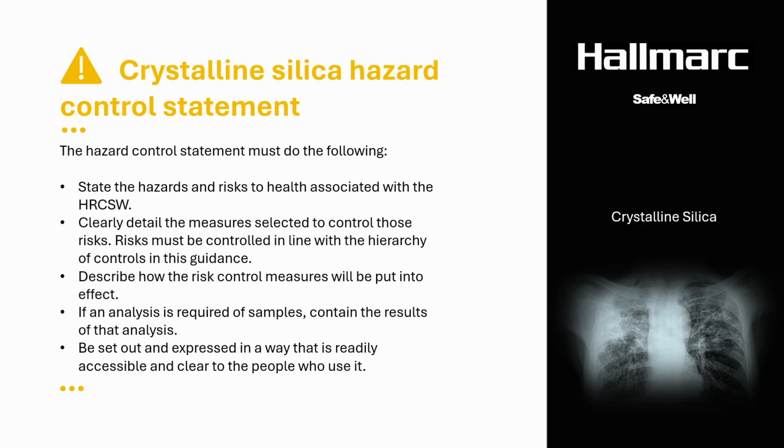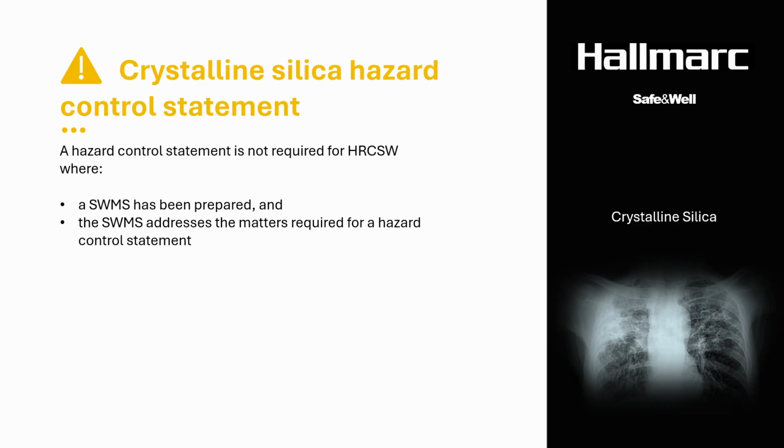The hazard control statement must do the following. State the hazards and risks to health associated with the high-risk crystalline silica work. Clearly detail the measures selected to control those risks. Risks must be controlled in line with the hierarchy of controls in this guidance. Describe how the risk control measures will be put into effect. If an analysis is required of samples, contain the results of that analysis. And be set out and expressed in a way that is readily accessible and clear to the people who use it. A hazard control statement is not required for high-risk crystalline silica work where a SWMS has been prepared, and the SWMS addresses the matters required for a hazard control statement.